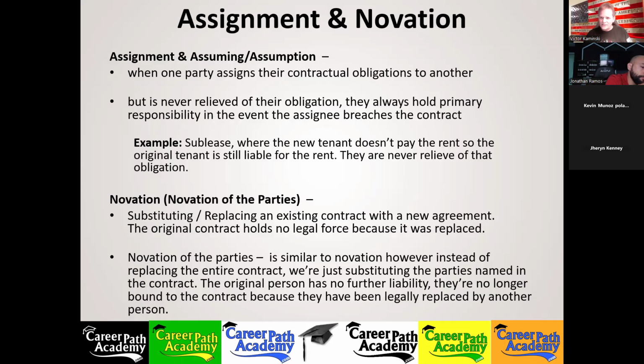Or instead of replacing the contract, we have something called novation of the parties. It's similar to novation. However, instead of replacing the entire contract, we're just substituting the parties named in the contract. The original person has no further liability; they're no longer bound by the contract because they've been legally replaced by another person. That's novation of the parties. I think you'll get just novation on exams, though, usually. And this definition is a lot clearer than what's in the book, so I would suggest taking a screenshot of this.